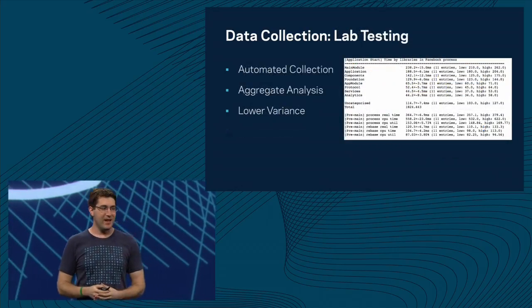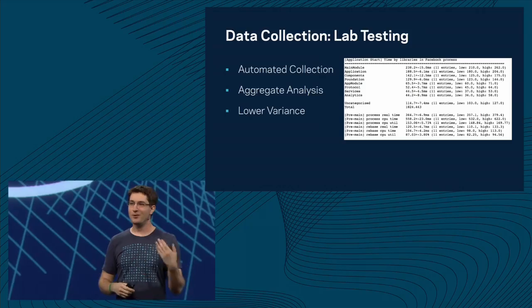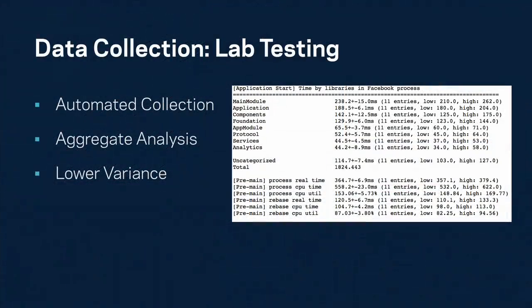So next, we looked at lab testing. Here we have a device in a device lab running the same test over and over and over again, maybe 10, 20, 30 times. This lets us automate data collection and also see aggregate analysis. So you can see in the example here, we've got some top modules highlighted, how long in terms of CPU they're taking to run during app startup, and the variance within those particular code paths. This is a really nice way of dialing in on specific modules and code and seeing it improve as we check changes in.